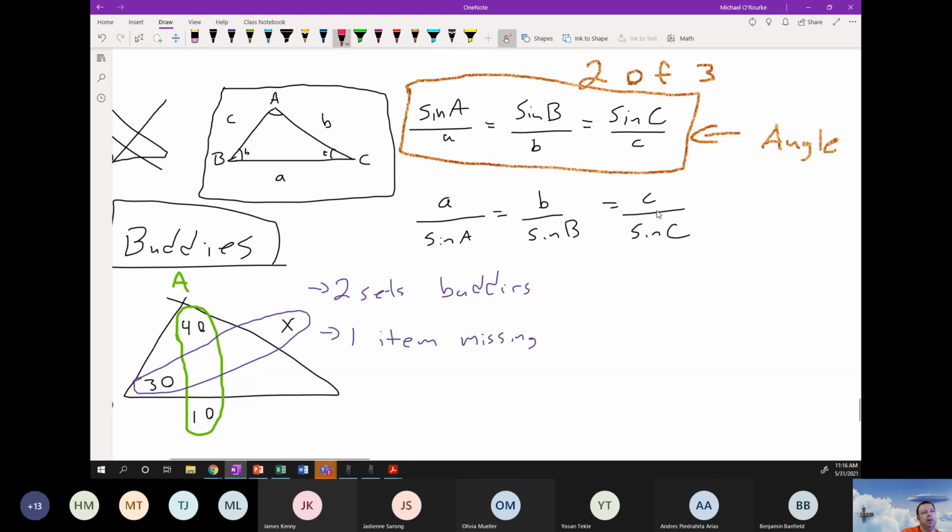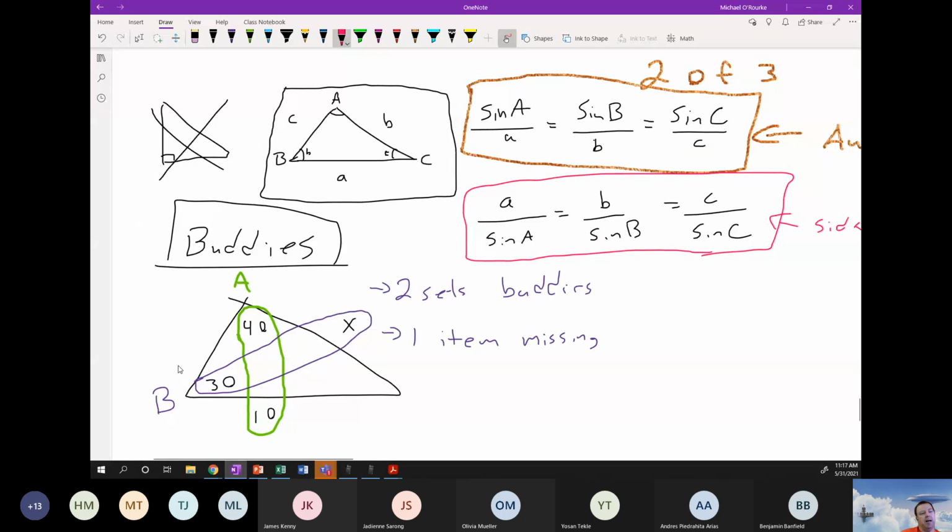Angle, and this one here I use for finding sides. Okay. So in this question down here, are we trying to find a side or an angle? What does our x represent? A side or an angle? Who can tell me?